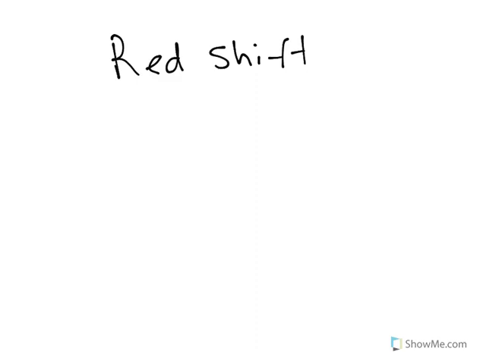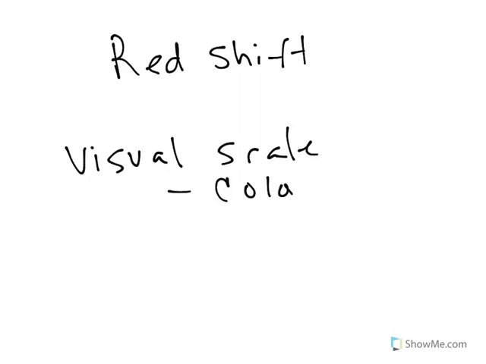So I want to take a moment to be sure we understand what a redshift is. Because redshift is what shows us that our universe is expanding. It's a visual way that we can see it. So you learned in the previous slide that our eyes operate in the visual scale. Right? We can see colors. And colors are just wavelengths.